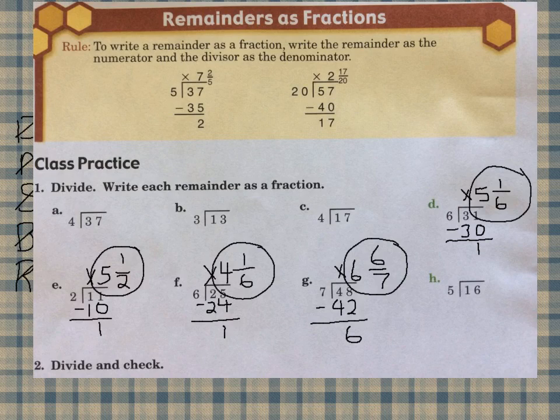H. 5 does not go into 1. 5 does go into 16 3 times. 5 times 3 is 15. And surprise, surprise, we get 1 as our remainder. So it's going to be 3 and 1/5.